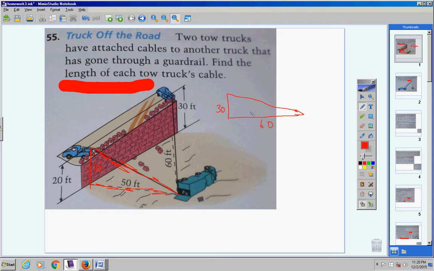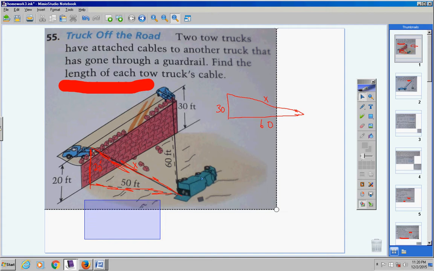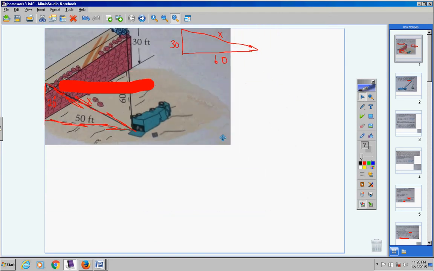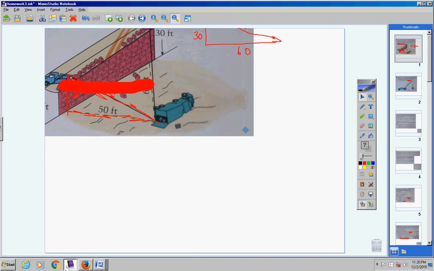In both cases, the cable is the hypotenuse. So we're looking for the hypotenuse here, and we're looking for the hypotenuse here. Guys, can you say Pythagorean Theorem? That's all that it is. Pythagorean Theorem all over again, just like geometry class. Alright, so here we go.